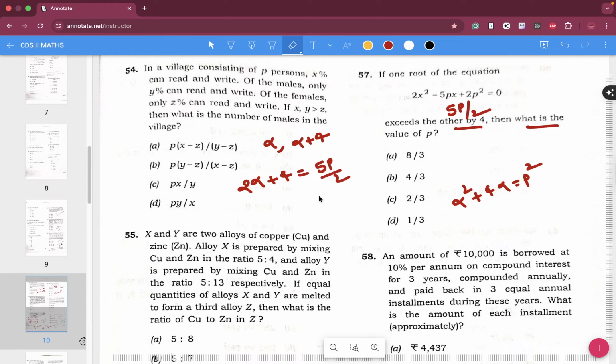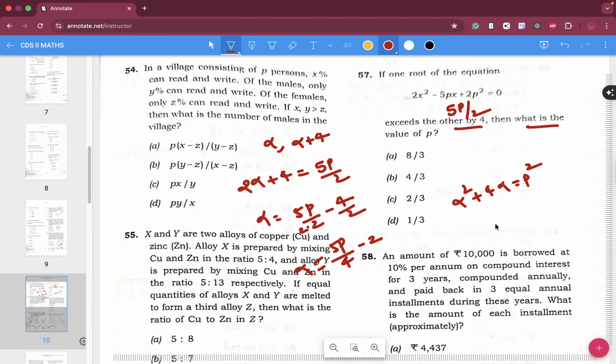We want to know the value of p, so we will be replacing alpha. Over here alpha is equal to 5p by 2 minus 4. In fact it is 2 alpha, so it will come over here like this. So the value of alpha is equal to 5p by 4 minus 2.